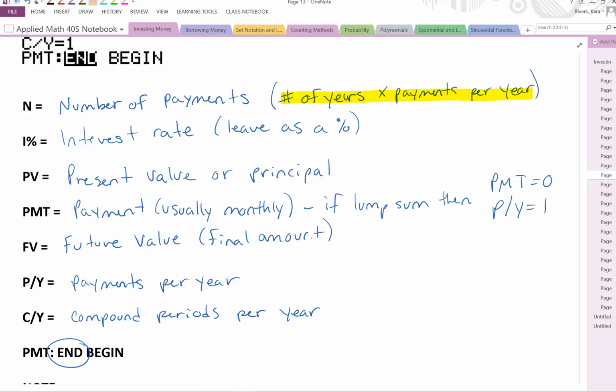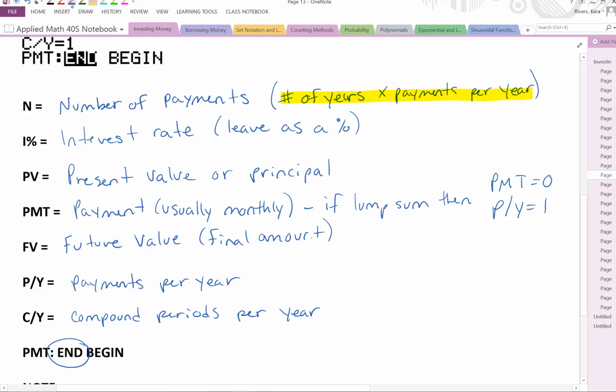PMT stands for payment. That's usually monthly. Now, if you have a lump sum and you're not putting in monthly payments, you're not adding to your investment. So let's say you have $1,000 and every month you want to add $100 to that, then you would put in $100 for your payment because that's your monthly payment. But if you have one lump sum that you've put in that $1,000 and you're not adding to it, then you use PMT as 0, right? That's what's over here. This PMT is 0. And then down below here for payments per year, you would put in 1. That's if there's a lump sum. So just be aware that we're not always putting a value in for each one of these. Sometimes we're going to set them to 0.